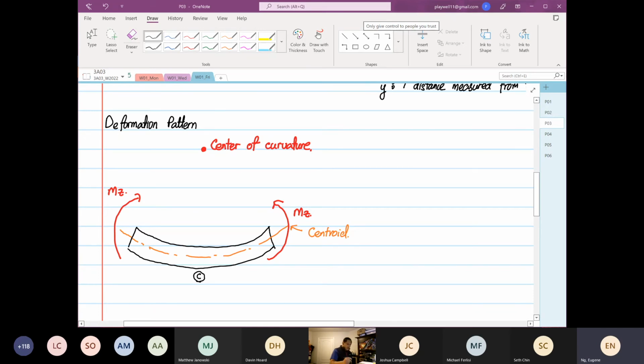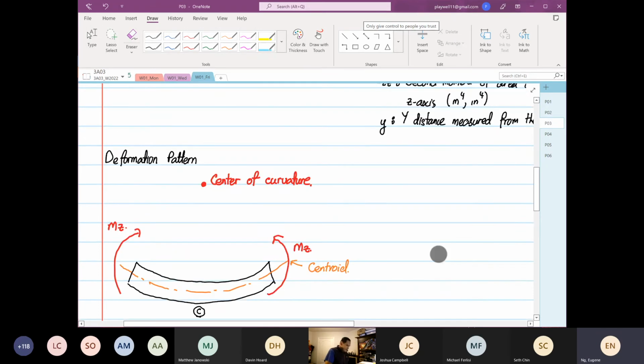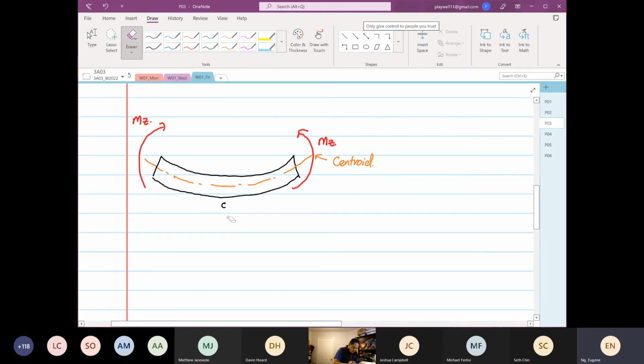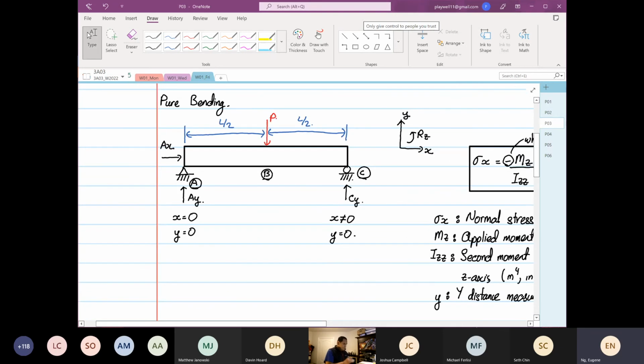Okay, why did I pick point C? Can anyone explain to me why? Sorry, not point C. I call this point B, and the top part is point B alpha. Below is point B beta. Now, can anyone tell me why I put point B?